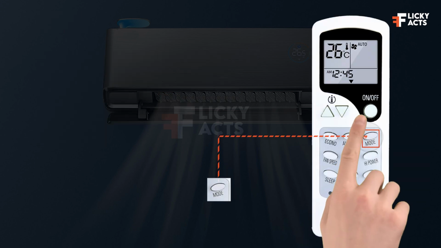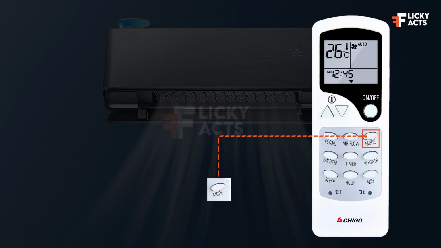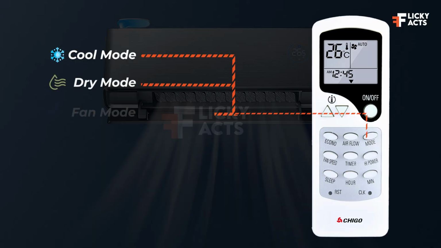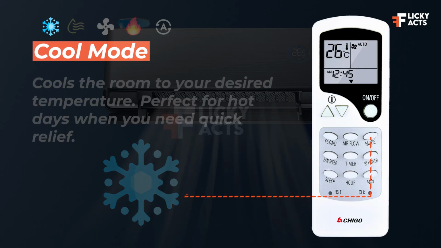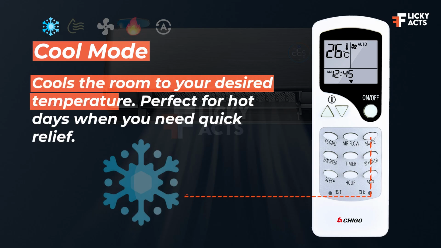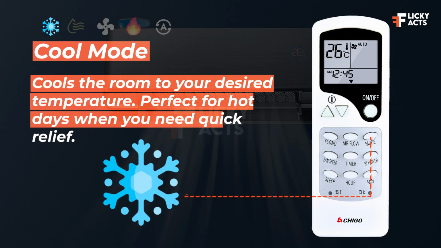Press the mode button to cycle through different modes depending on your need. Cool mode, dry mode, fan mode, heat mode, auto mode. Cool mode cools the room to your desired temperature, perfect for hot days when you need quick relief.